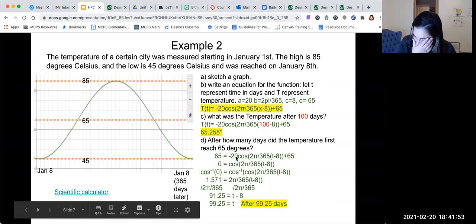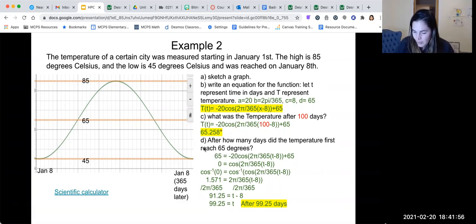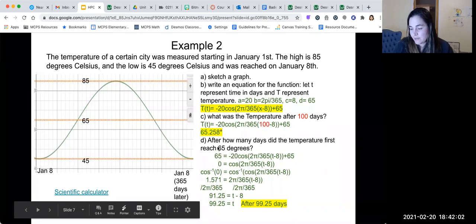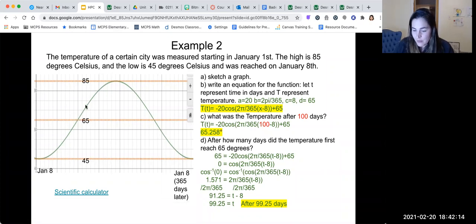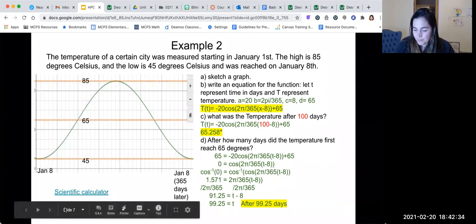So one of the things to be kind of careful about when you do inverse cosine is that this is asking when the temperature first reaches 65 degrees. So the principal value you get for inverse cosine will be indeed right about here. There's another place where you'll reach 65 degrees, which is over here. So just be mindful that you want to be careful and interpret the problem the way that it's written. So first reaches 65 degrees, you would want to pick this value that appears first. So just be careful with that.